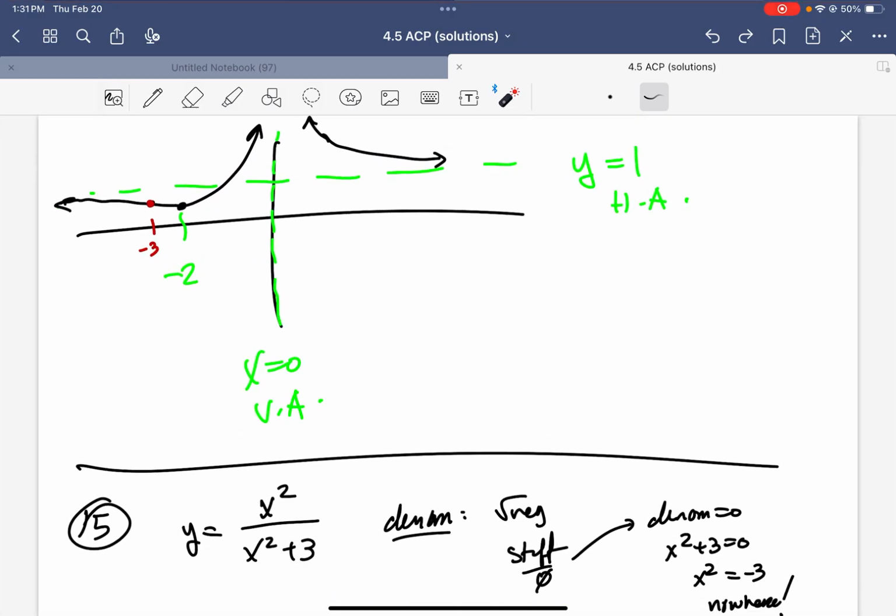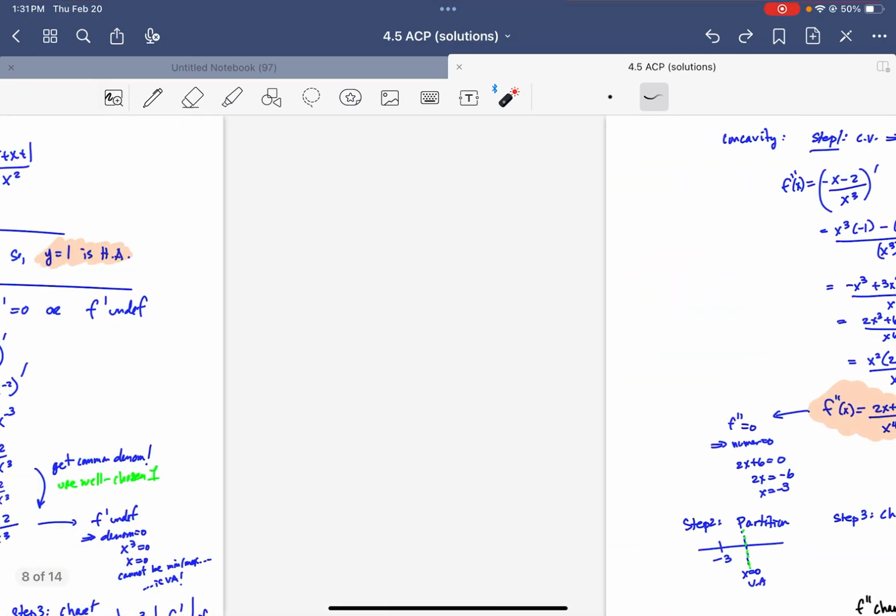Putting that all together, the picture should look something like this, where this is our horizontal at 1, this is our vertical asymptote at 0, and then at 2 is a little minimum. So we know that it's what is it doing? We've got this change of concavity here, right?